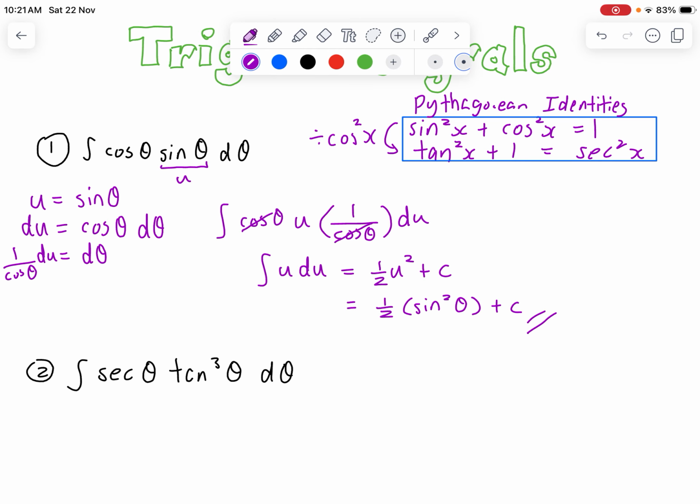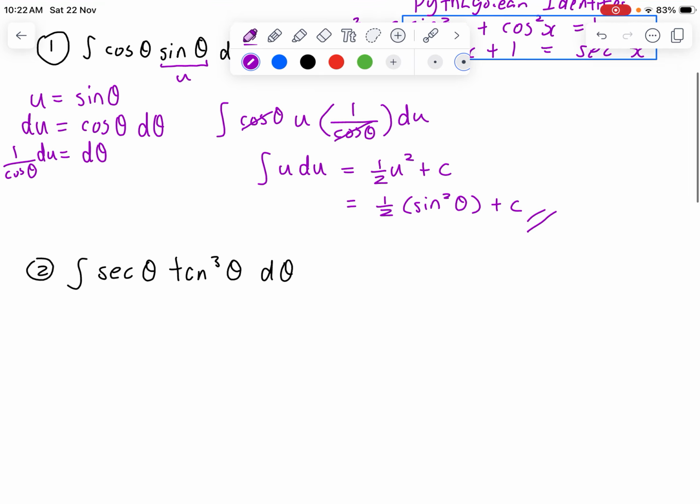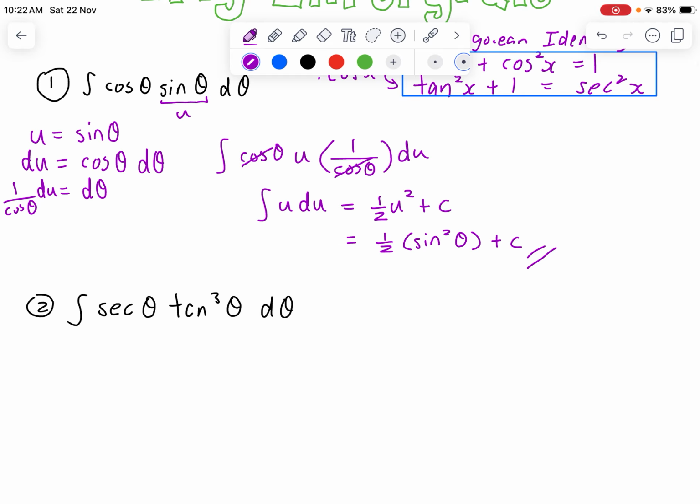This ties in with my previous video on u substitution. If you haven't watched that, I do recommend it, because u sub is a huge thing when it comes to integrals. Now let's move on to the second one. This time we have something slightly harder: secant theta times tan cubed theta. When it comes to these problems, the first thing we want to do is think about how we can break it down before actually integrating it.